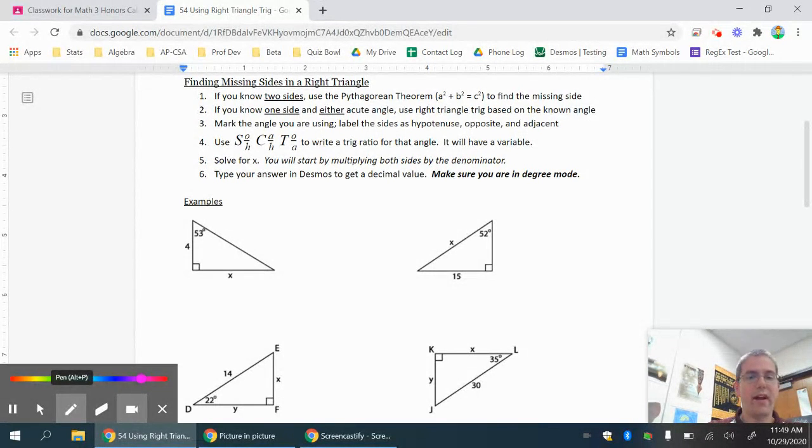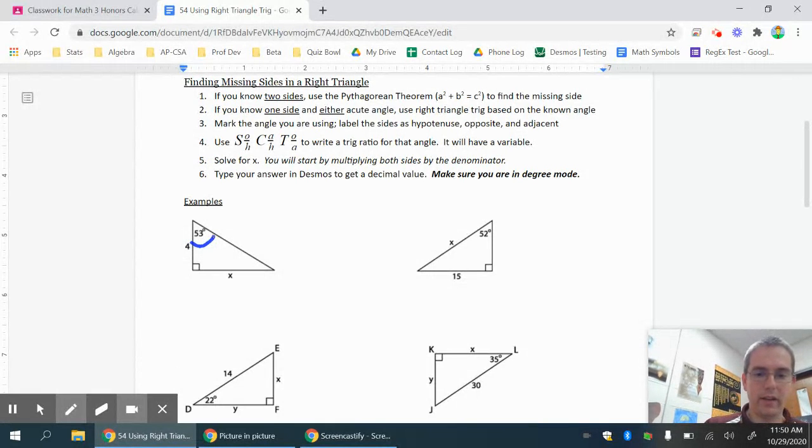The truth is, if I had two sides, I could just use Pythagorean theorem. But since I only have one side, I am going to need to be doing a trig ratio. My first step is always to mark the angle, like I did when I was just stopping at the ratio, and then label things. I label the hypotenuse first as across from the right angle. Opposite is the one that's across from the 53. So once again, opposite is down there, and that means this is adjacent.